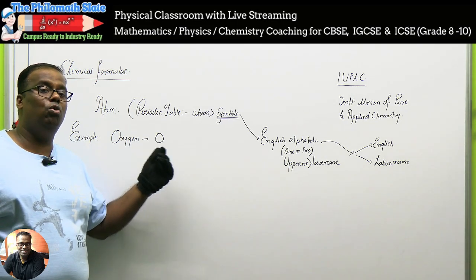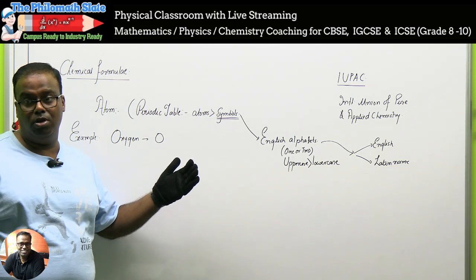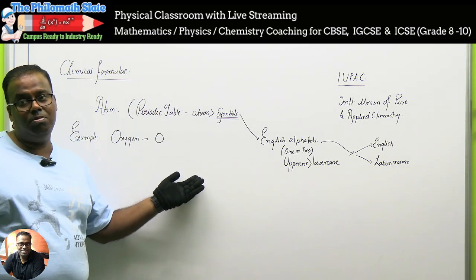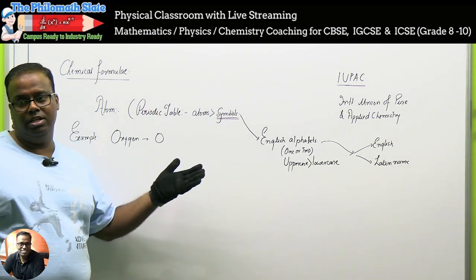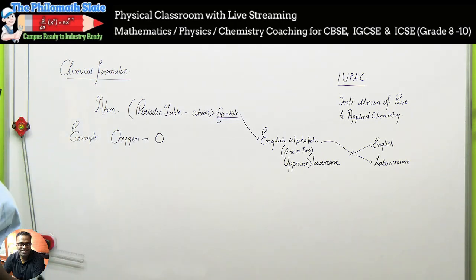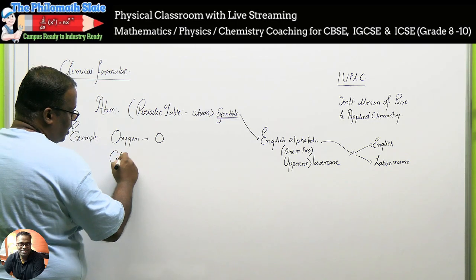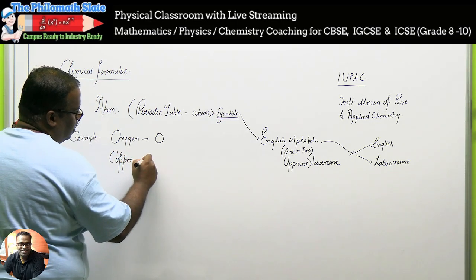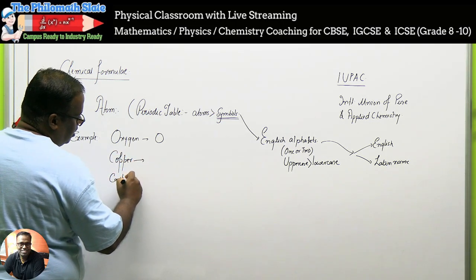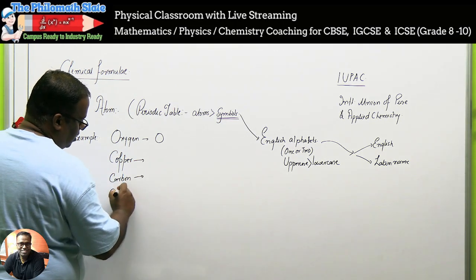They are represented by the first letter followed by the next letter in their name. What name? Either the English name or the Latin name. For example, let's say I have something called copper, something called carbon, and something called calcium.